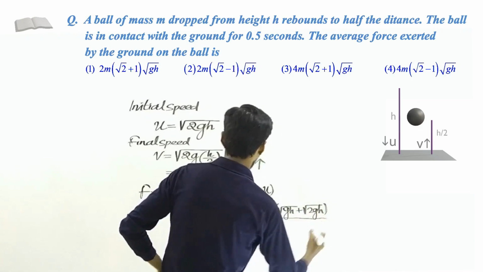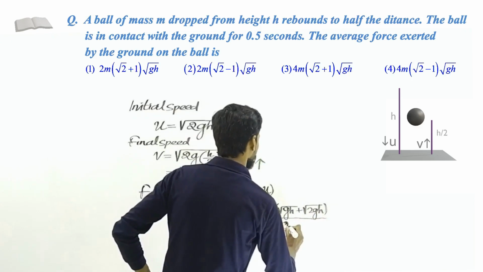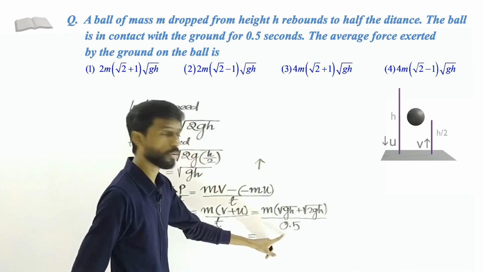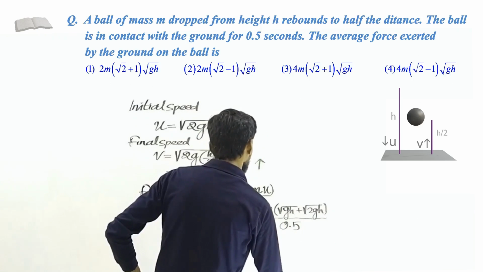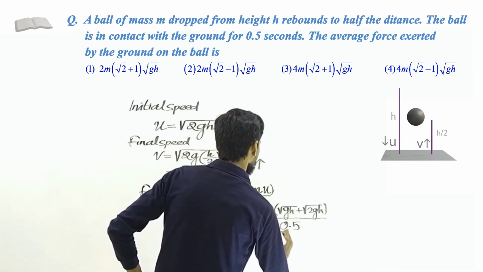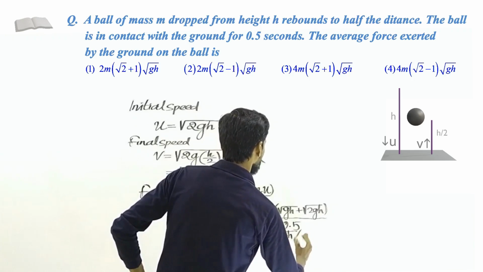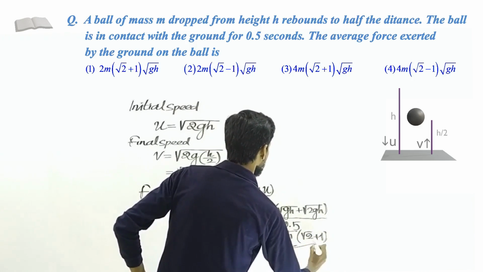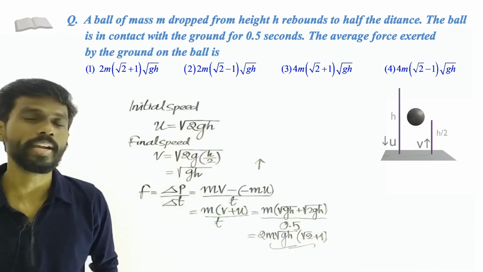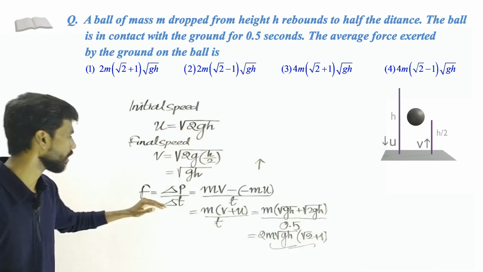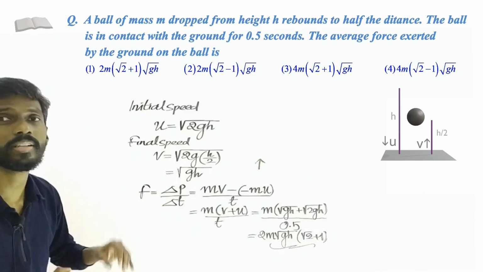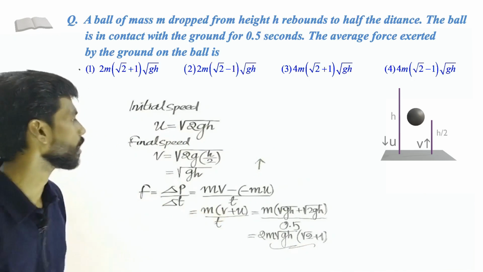divided by t. So t is 0.5. That means we can simplify this, 0.5 is 1 by 2. So that is 2m. Root gh can be taken out, root 2 plus 1. That's all. So that is our required answer, right? The change in momentum divided by time. So that is the force exerted by the ground on the ball, right? So that is our required answer.